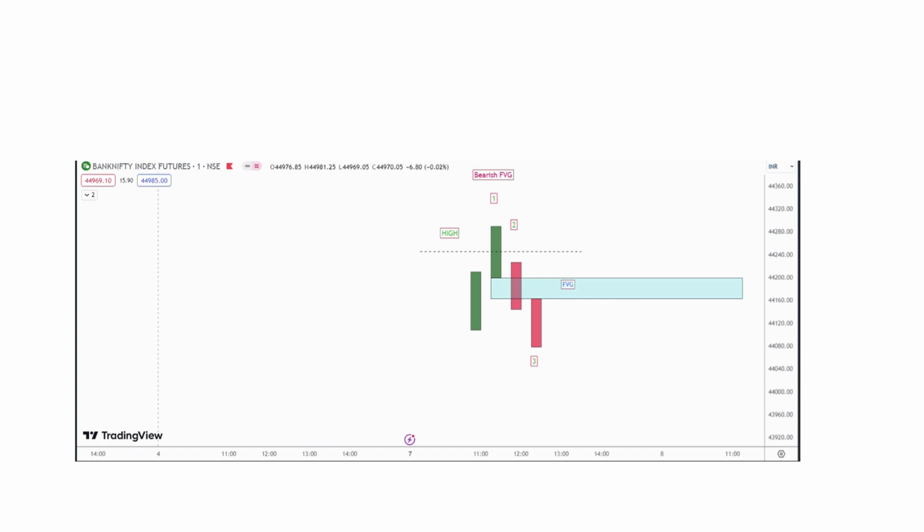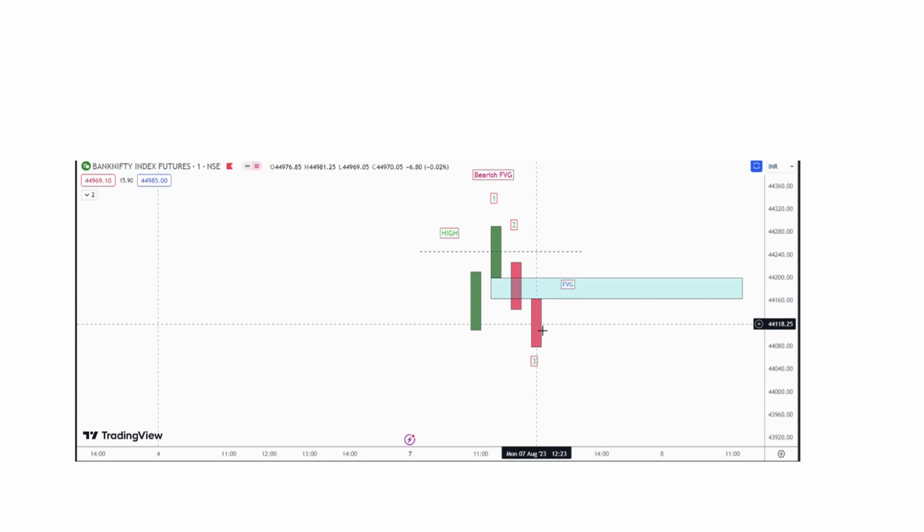All right. So on the chart, you can see I have given you an example of a bearish fair value gap. First and foremost, for a fair value gap to form, you will need three candles. It's basically a three candle formation. As you can see in this chart, we have candle number one, candle number two, and candle number three.